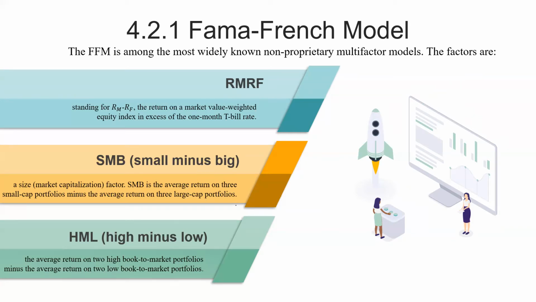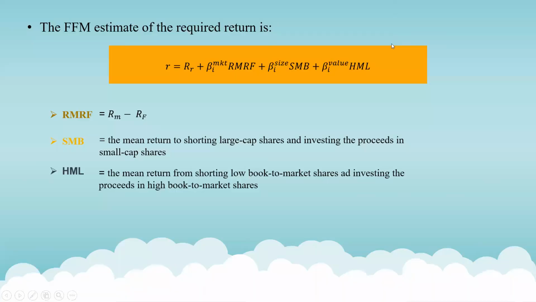The third factor is HML, high minus low, which equals the average return on 2 high book-to-market portfolios minus the average return on 2 low book-to-market portfolios. The formula of the FFM estimate of the required return is as shown in the slide. RMRF represents the market return minus the risk-free return. SMB refers to the mean return to shorting large cap shares and investing the proceeds in small cap shares. And HML equals the mean return from shorting low book-to-market shares and investing the proceeds in high book-to-market shares.